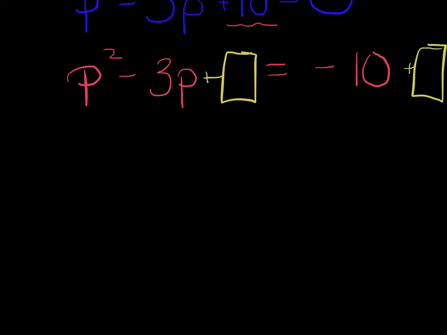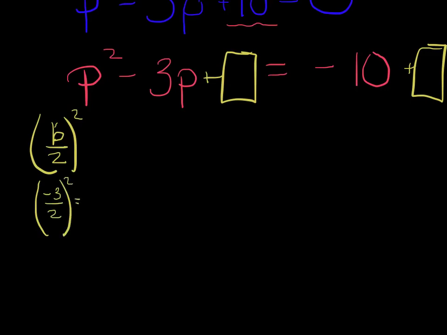We're always adding. Okay, and the rule says take your b over 2 and square it. Take your middle term, divide it by 2 and square it. So that's negative 3 divided by 2 squared. Squaring fractions is easy, top and bottom. Positive 9 over 4. Remember, we're squaring, we should always get a positive number. So I'm going to add 9/4 to both sides.